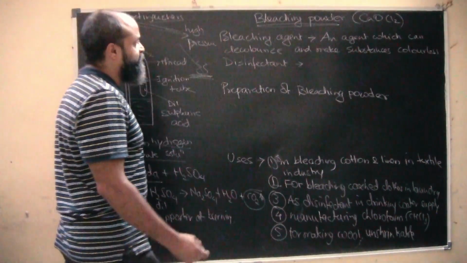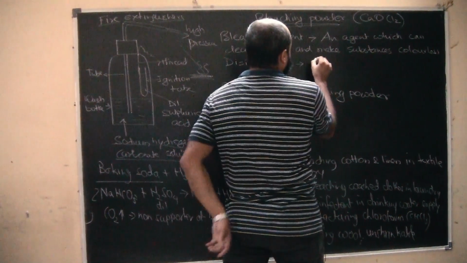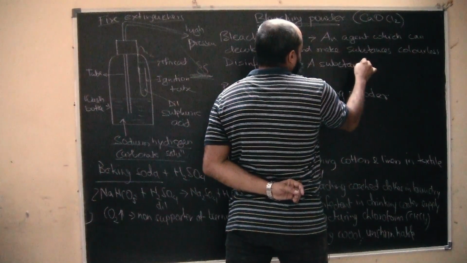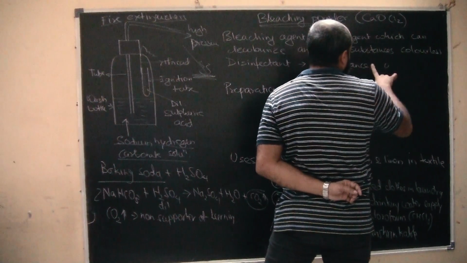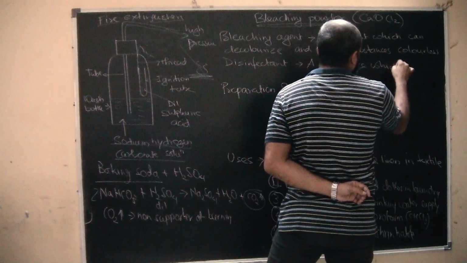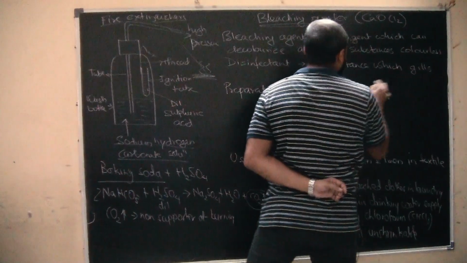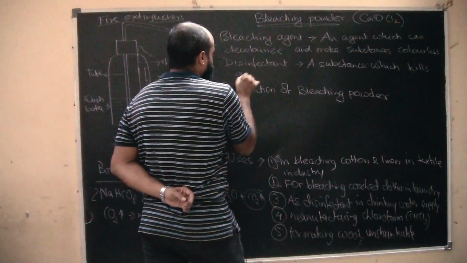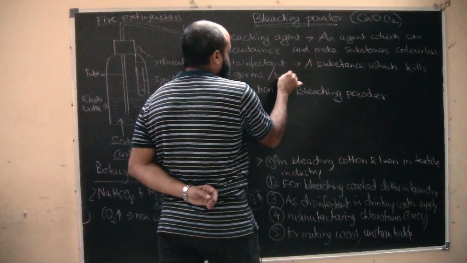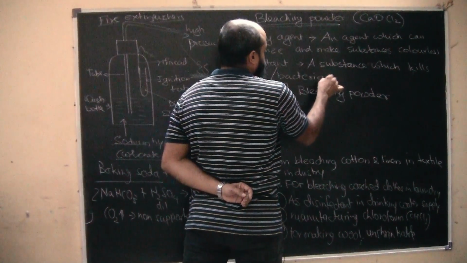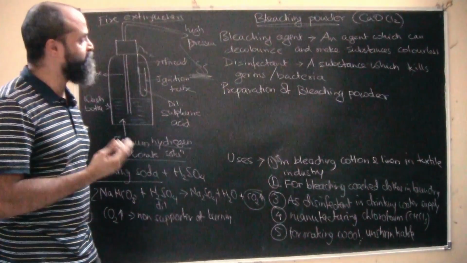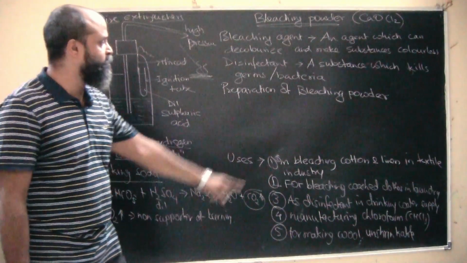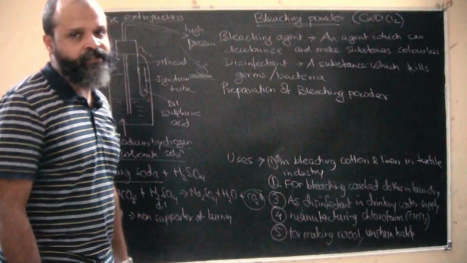As a disinfectant: a disinfectant basically is a substance which kills germs or bacteria. So bleaching powder is used both as a bleaching agent, that is to decolorize, and also as a disinfectant, because chlorine is released here, and chlorine is a strong disinfectant.